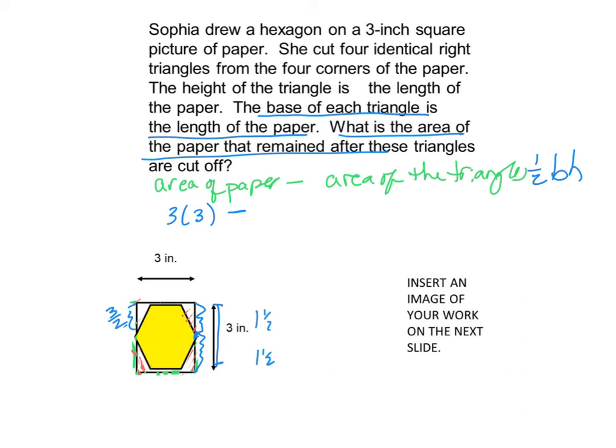She cut 4 identical right triangles from the 4 corners of the paper. The height of the triangle is the length of the, oh, there's something missing here. 1/3 the length of the paper. Okay, so this is 1/3 length of paper, so that is 1 inch, 1 inch, 1 inch. So each of these little sections here are 1 inch.